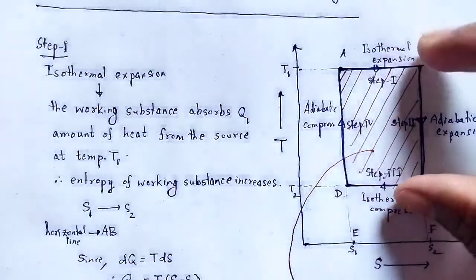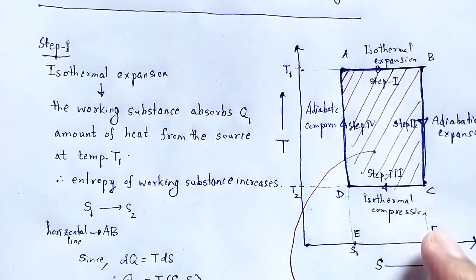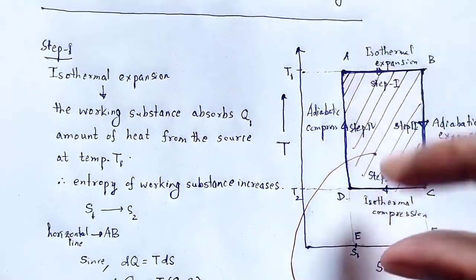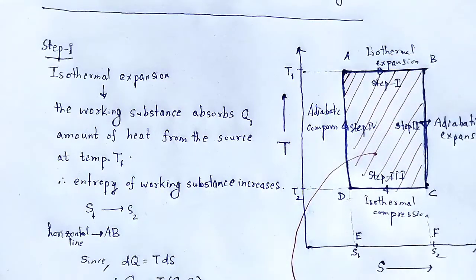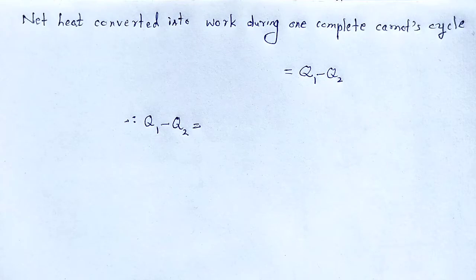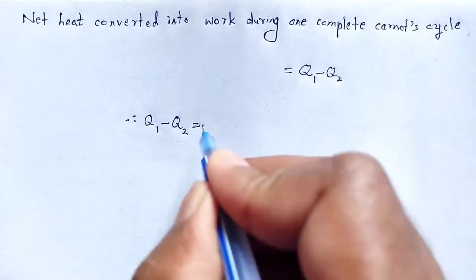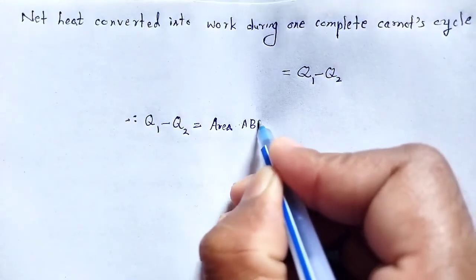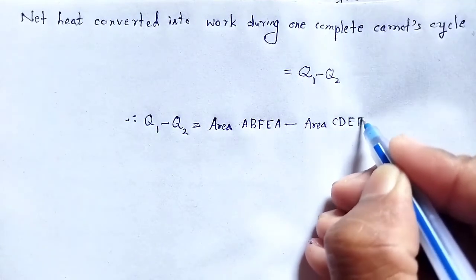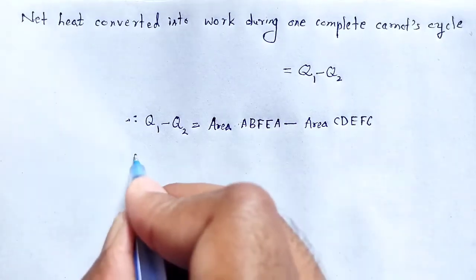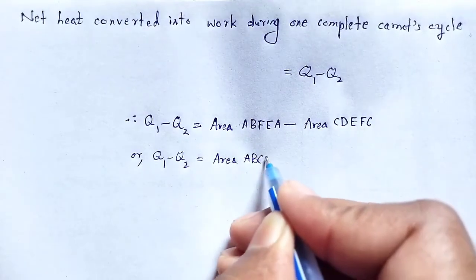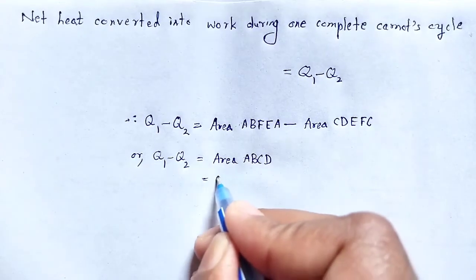So how do we get the area under that rectangle? We subtract the area under C, D, E, F from the area under A, B, F, E. When we subtract, we find the area under the rectangle A, B, C, D. So Q1 minus Q2, known as the net heat converted into work done during a single cycle of Carnot's heat engine, is the area of A, B, F, E, A minus the area of C, D, E, F, C, that is the area of A, B, C, D, the shaded region.